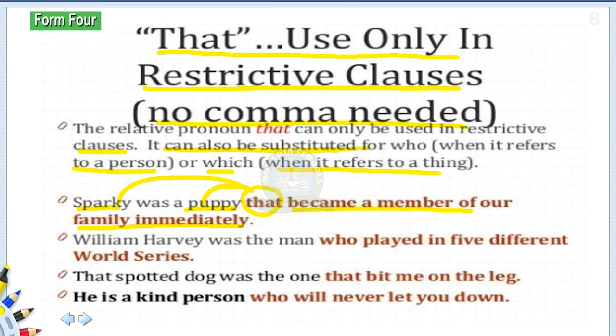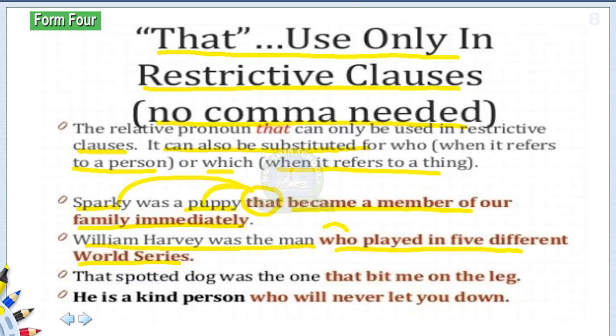William Harvey was the man who played in 5 different World Series. So you have two clauses in here. William Harvey was the man is a main clause. Who played in 5 different World Series is a relative clause, because you see this one. So what does it stand for? The word who stands for the man. So this is the independent clause, and the other clause is a relative clause or dependent clause.